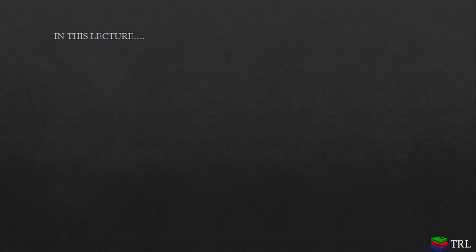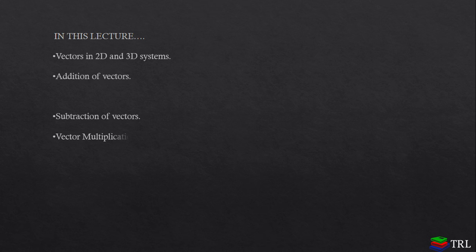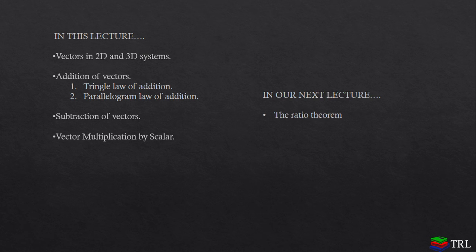In this lecture, we've looked at representation of vectors in 2D and 3D systems, the addition of vectors, the subtraction of vectors, and vector multiplication by a scalar. And under the addition of vectors, we've looked at the triangle law of addition and the parallelogram law of addition. In our next lecture, we're going to look at the ratio theorem, that is the internal division and external division of the magnitude between 2 points.